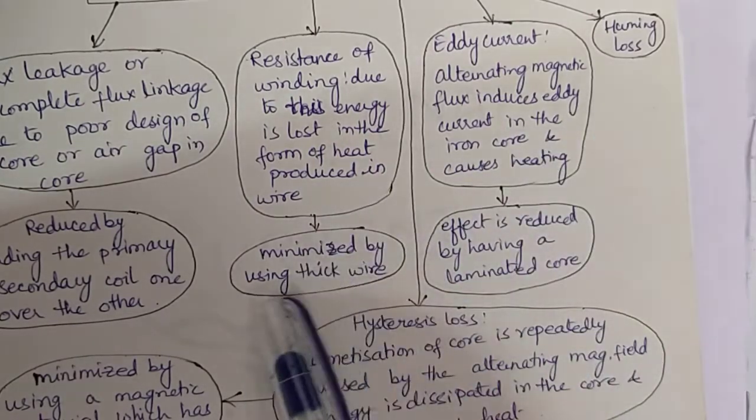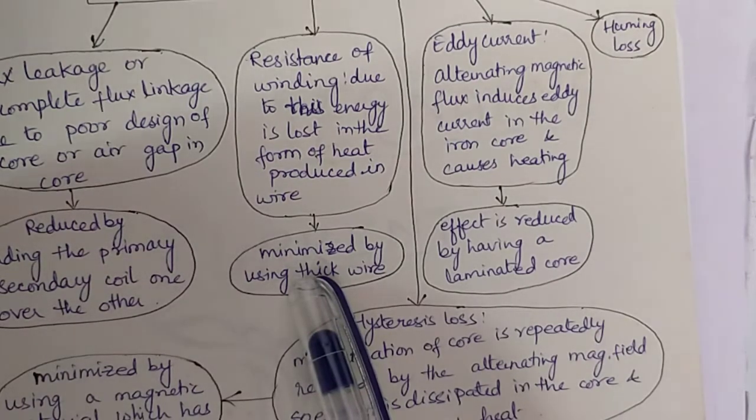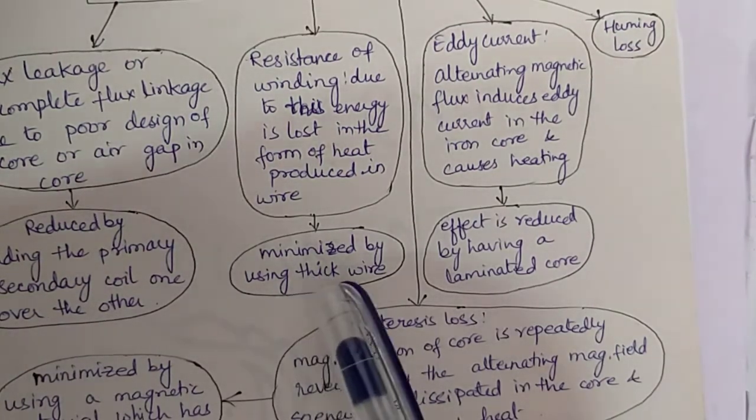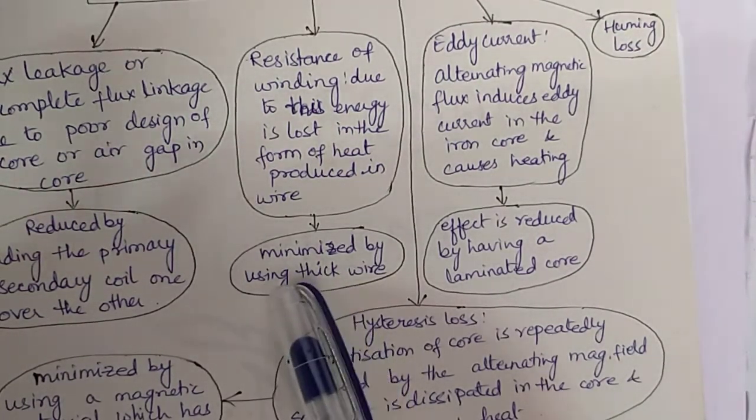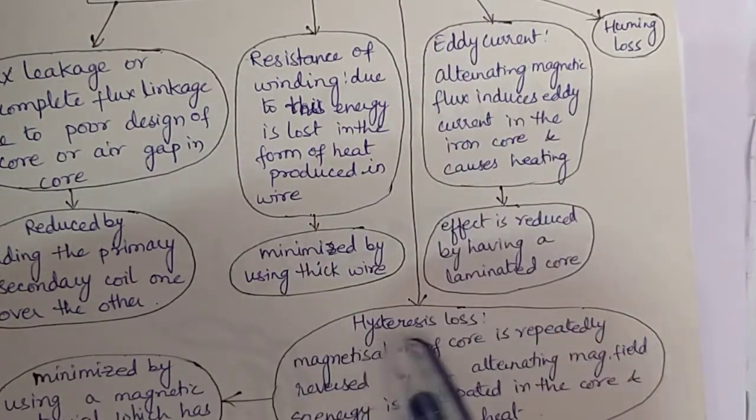It can be minimized by using thick wire. If you're using thick wire, you know R is inversely proportional to area of cross section, R is equal to rho L by A. So if you're using thick wire, area is more, so resistance of the wire will be less. So this is how we can reduce this.